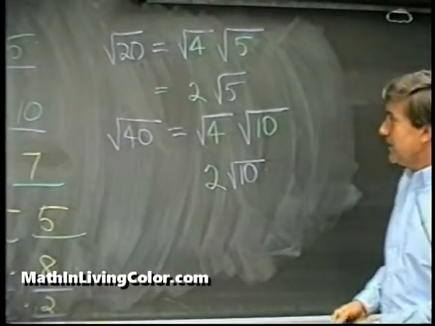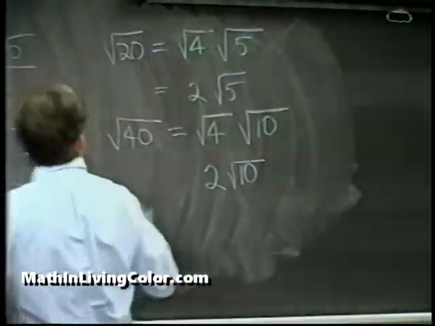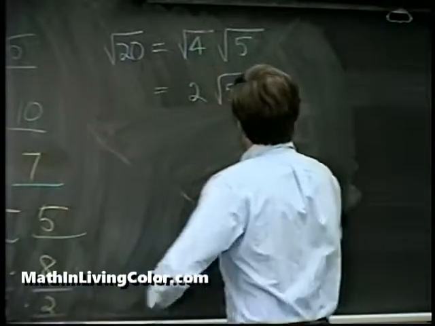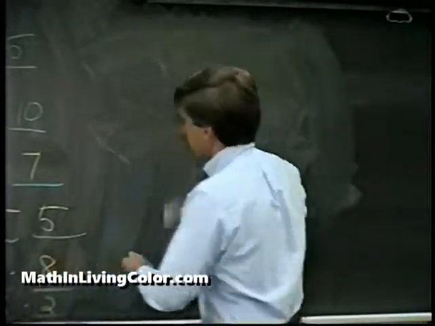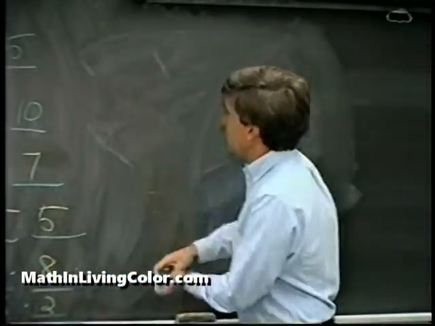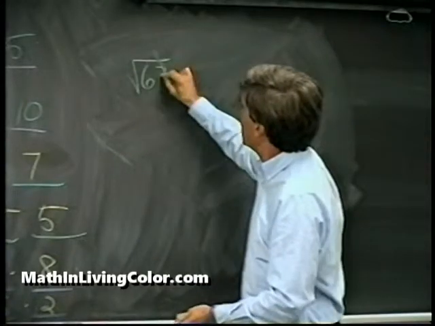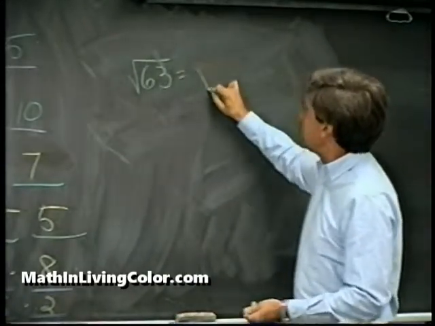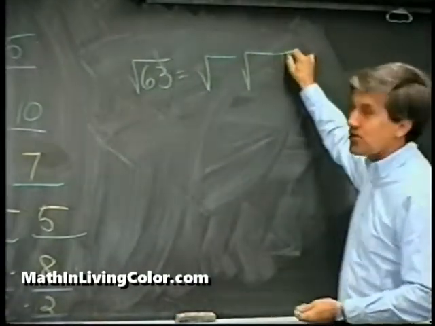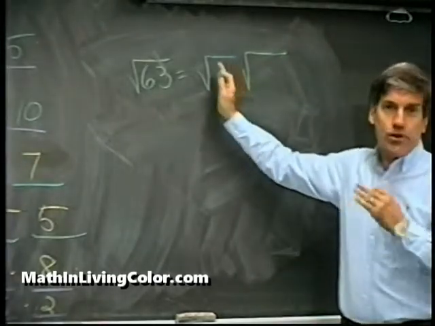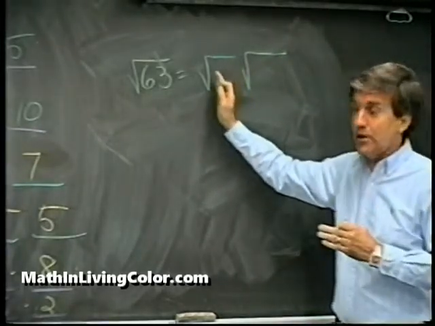Okay? How about 63? What if I wanted to do the square root of 63? Now what I need is to make two separate square roots. What number goes in the first square root? What's the perfect square number?